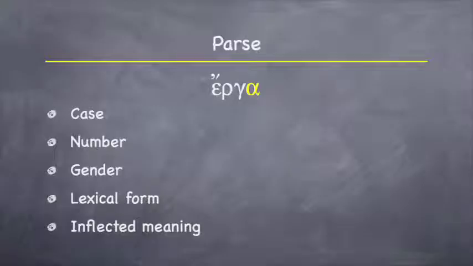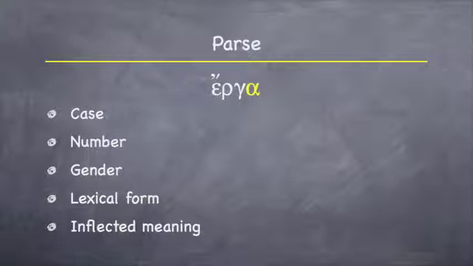Now let's take a slightly different word because this is a special case. You have erga. Okay, the lexical form for this is ergon. It's a second declension neuter word. It means work. The alpha, you know, can be a nominative or accusative plural.